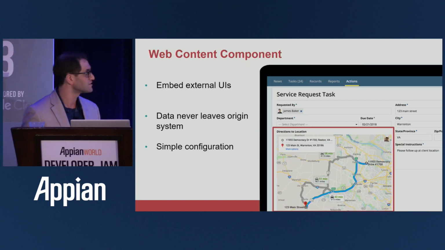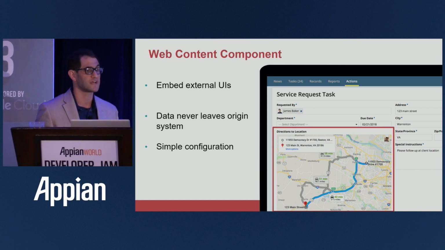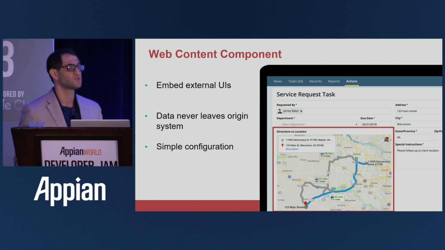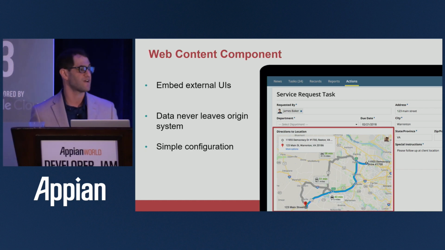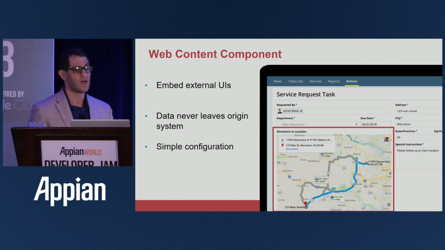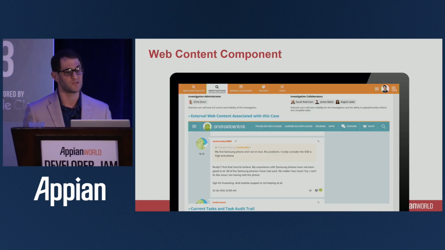And finally, might be worth some applause, the web content component is probably the most flexible component that we have, which is why I put it here and not earlier. This allows you to embed any external UI inside of Appian, creating a seamless mashup for your users, making the applications richer, and allowing you to keep the data that drives those interfaces in their source system without bringing it over to Appian. It's got a really simple configuration. You just give it the URL and tell us how much space you want us to take up on the screen, and we'll bring it into the system and you can see it.